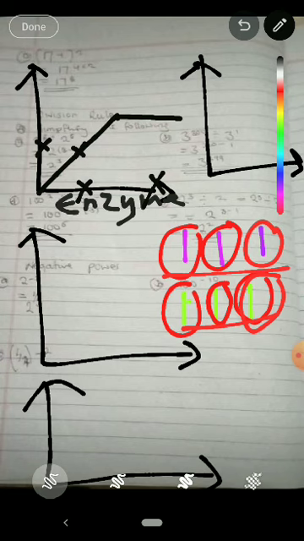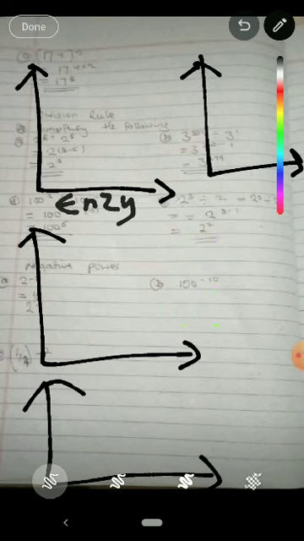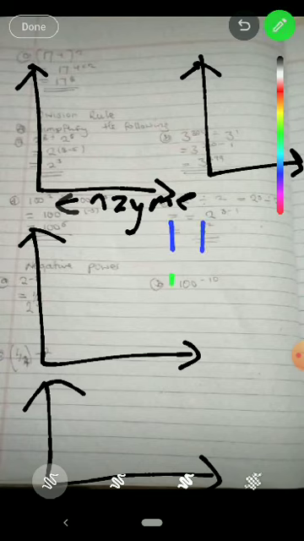Then the other one is enzyme activity against substrate. So the behavior is the same. We can picture it like this. Let me just remove these things here so that I'm able to illustrate well. So here we have enzyme, and substrate, like I had indicated.